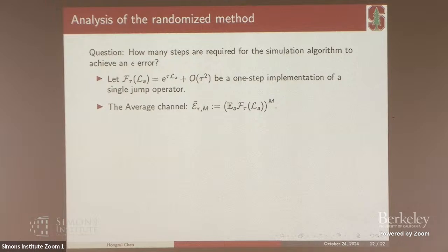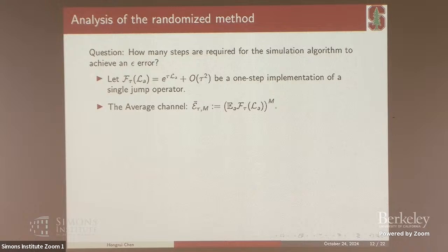So I will give a brief discussion about the analysis of our algorithm. In particular, we want to understand how many steps are required to achieve a reasonable error for the algorithm. First we need some definitions. We have f_tau that denotes the single-step implementation of the jump operator. And if we use the dilation-based method, this is a second-order approximation. We'll also consider the average channel, that is the mixture of all the random realizations of the algorithm.